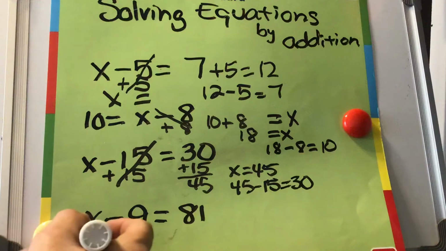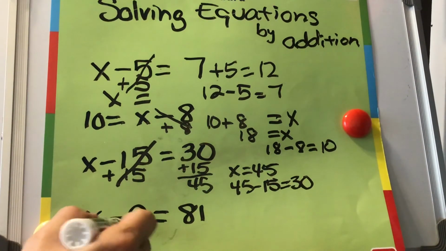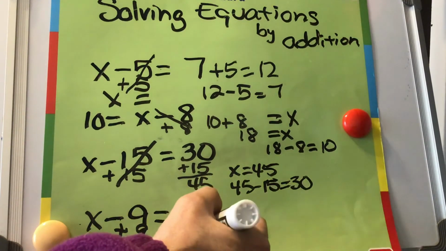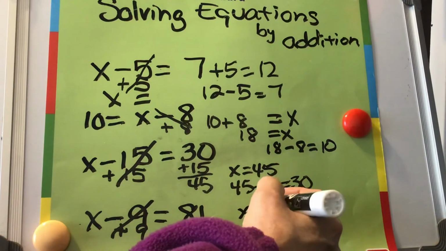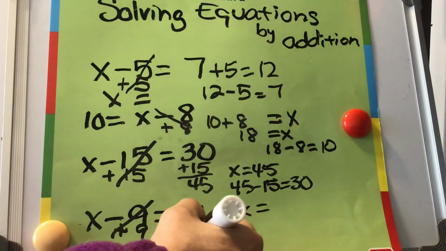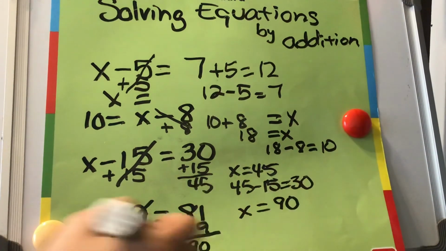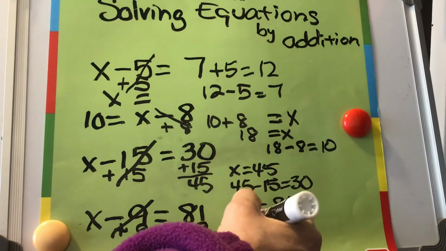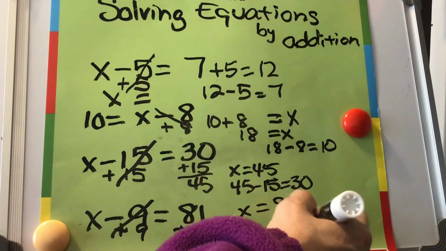That's correct. Okay, you have x minus 9 equals 81. So I'm going to add 9 to both sides. Okay, so that'll leave just x equals, and then you have 81 plus 9 is 90. So x equals 90. Now let's see if we're right. We're going to replace the x with 90. So 90 minus 9 equals 81.